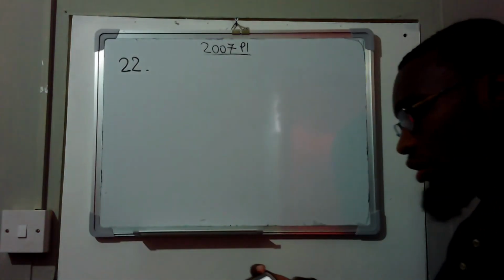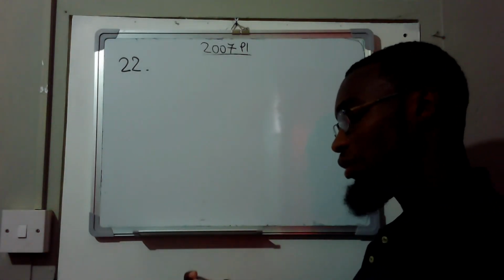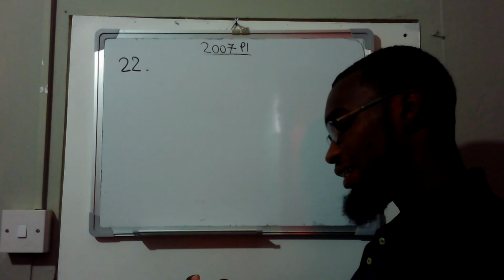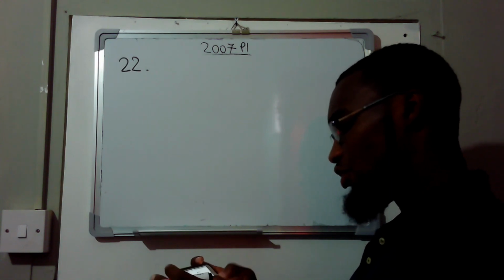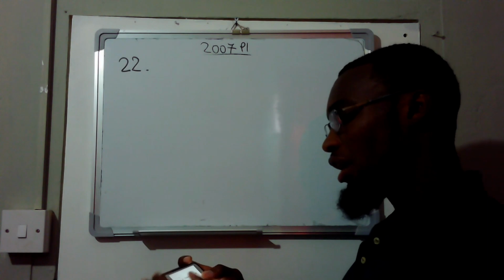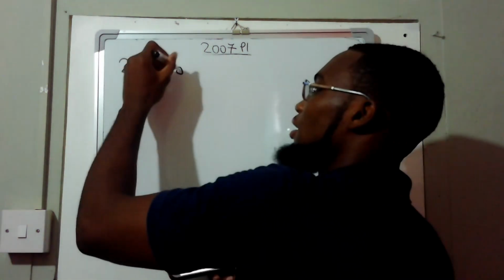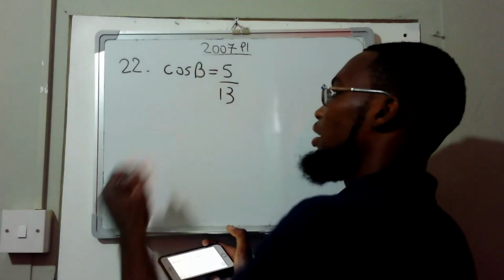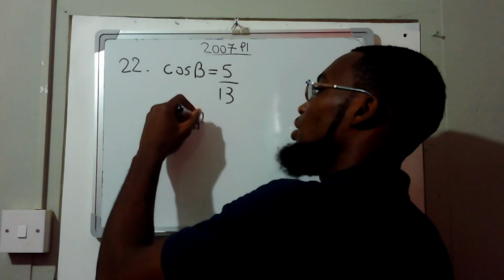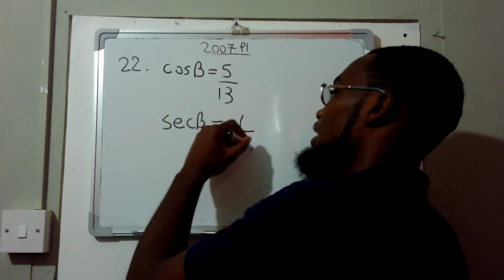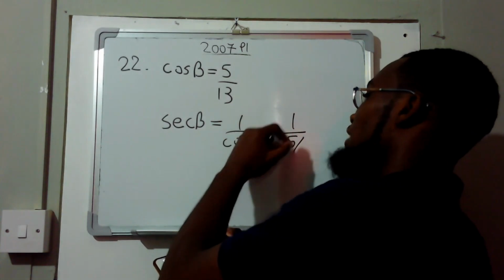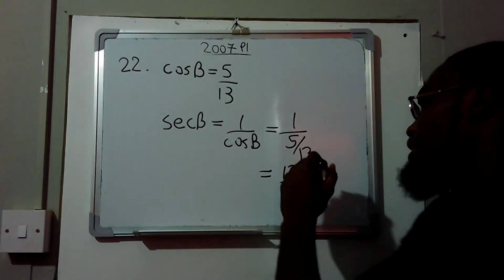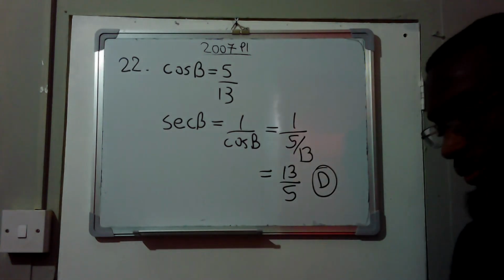Question 22 says if beta is an acute angle and the cos of beta is 5 over 13, we need to find sec beta. Now sec beta is 1 over cos beta. That's going to be 1 over 5 over 13, which is 13 over 5. That's option B. Easy.